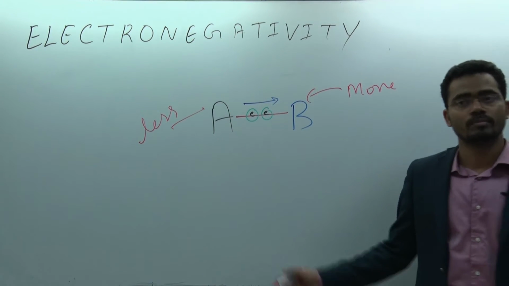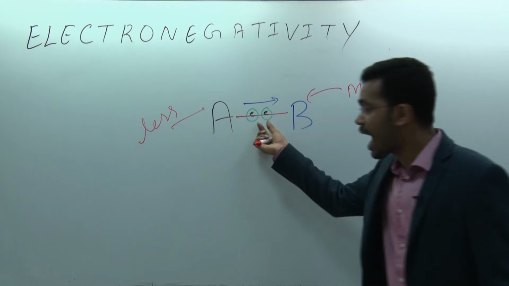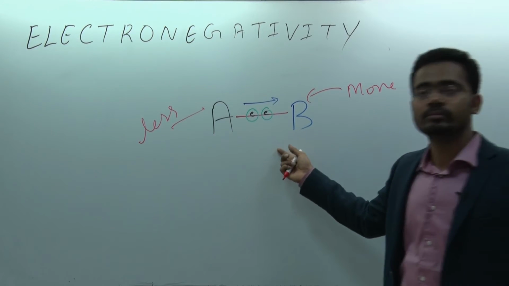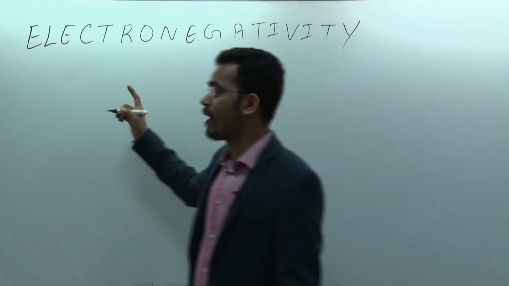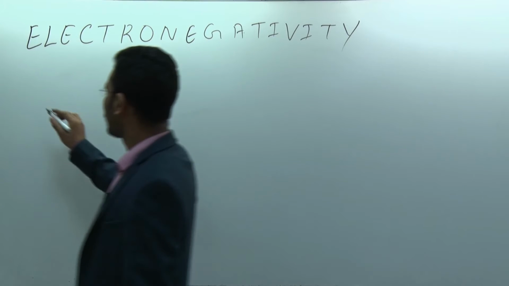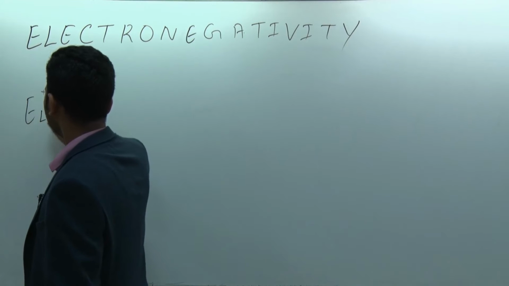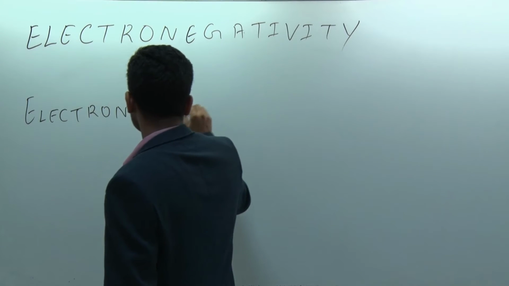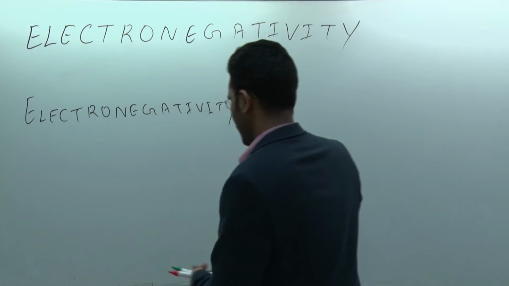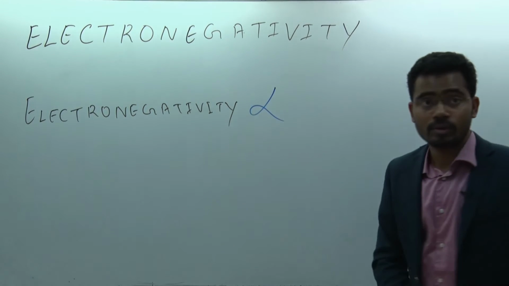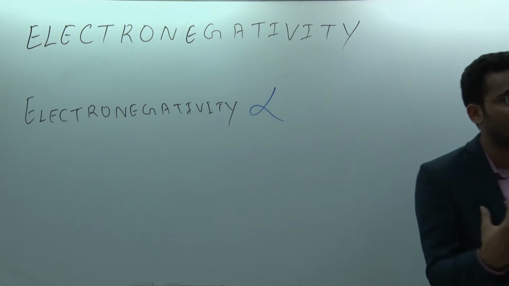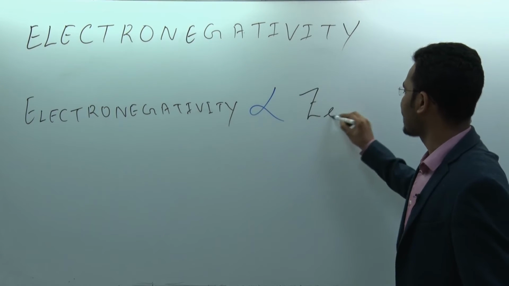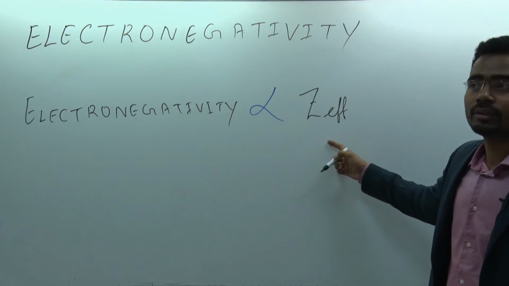So write down: the ability to attract shared pair electron toward itself in a covalent bond is called electronegativity. Factors affecting electronegativity: electronegativity is directly proportional to Z effective. If Z effective is higher, there is more attraction. That is the effective nuclear charge. What about sigma?